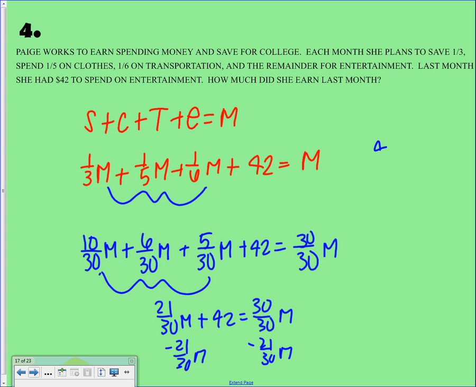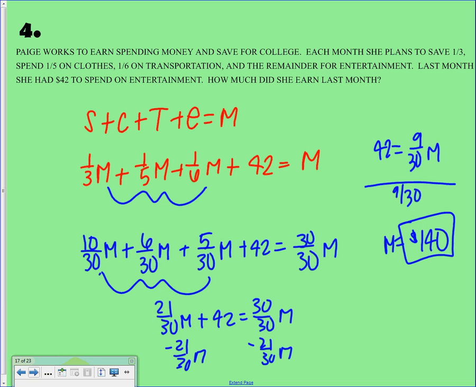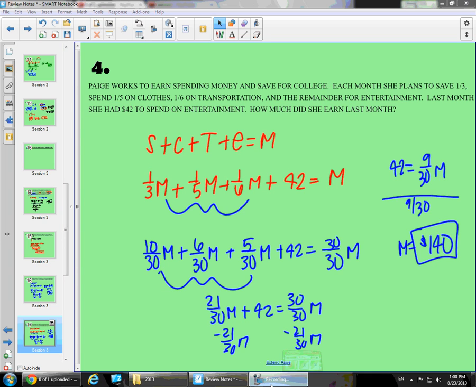So I'm going to get 42 equals 9/30 m. You can either divide, because that's not really no calculator, you can divide by 9/30 or multiply by the reciprocal. So that's going to give her $140 that month. Okay, so very similar, just kind of thinking through what it means, writing expressions, and then solving them for real world problems. Bring any questions you have to class tomorrow.